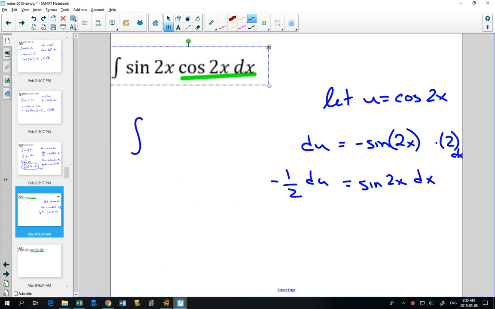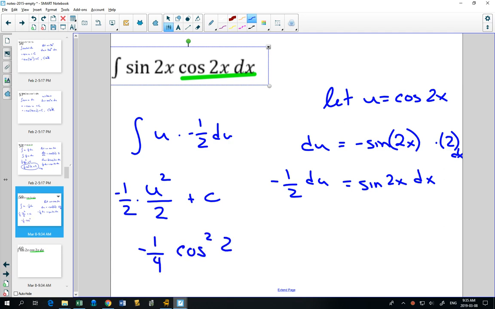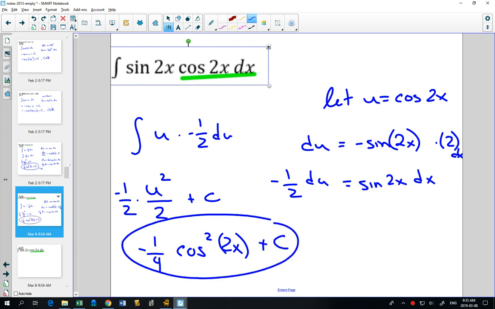And then my integral would become u times negative 1/2 du. Integrating this would still be u squared over 2, the negative 1/2 out in front, plus c. So we get negative 1/4 cos squared 2x plus c. Compare that to our first answer. It's different. Now we have a cos instead of a sine, and now it's negative instead of positive.